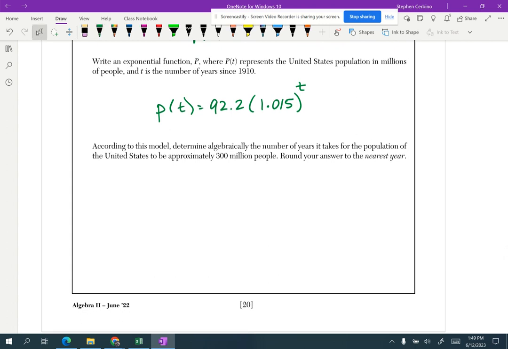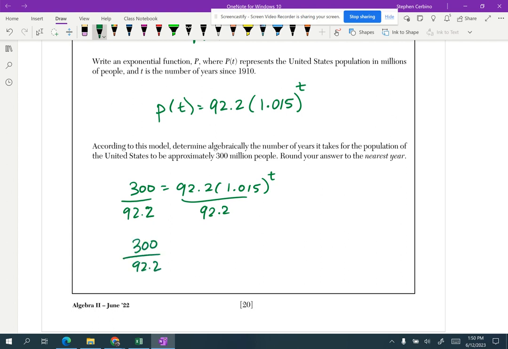It says, according to this model, I want to approximate how many years until we get to 300 million people. So I'm going to replace P of t with 300, and I'm going to solve. Well, to solve this, I need to use logarithms. Before I could do that, I have to get rid of the 92.2. So I'm going to divide it. That's going to be a weird decimal, so just leave it as 300 over 92.2.